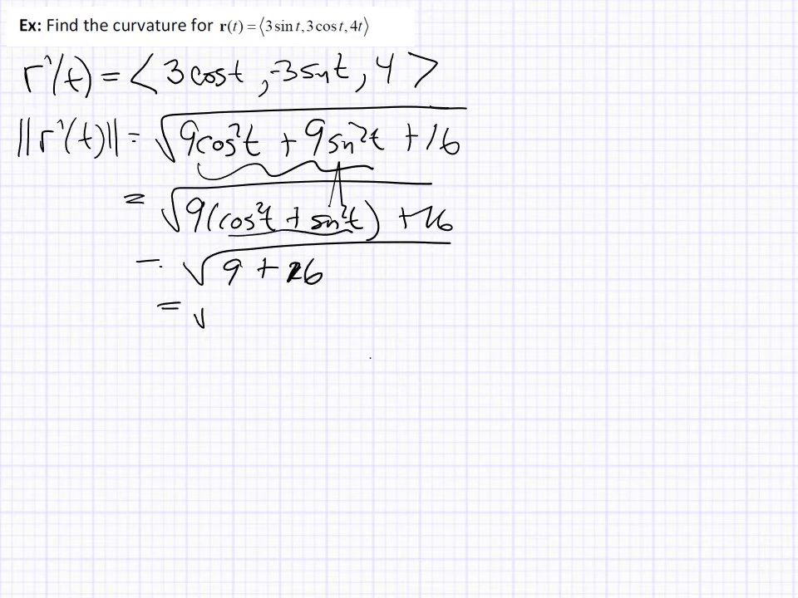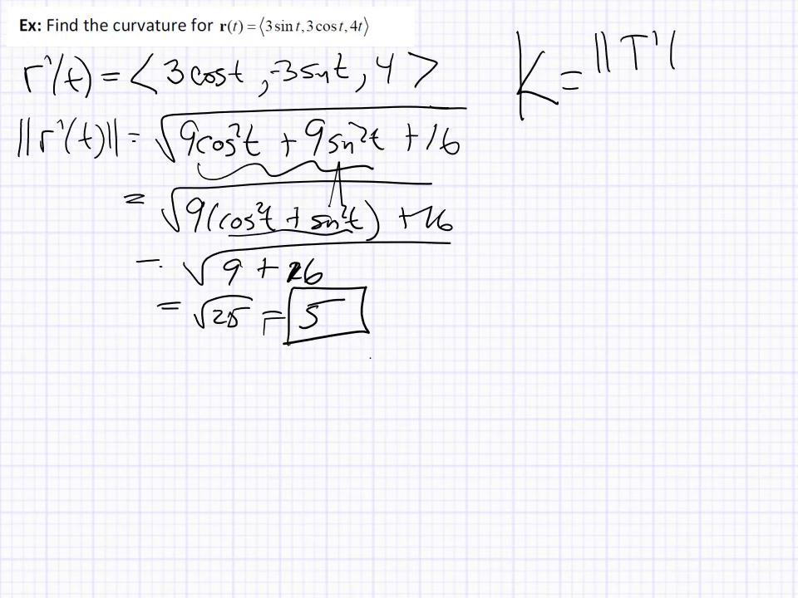And so we get the square root of 25, which is just 5. So this is a constant. And since that is a constant, I'm going to use the first formula for curvature, which is the magnitude of T prime over the magnitude of r prime. And we already have the denominator, which is 5, so we just have to find the magnitude of T prime.